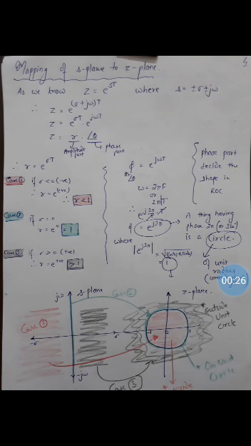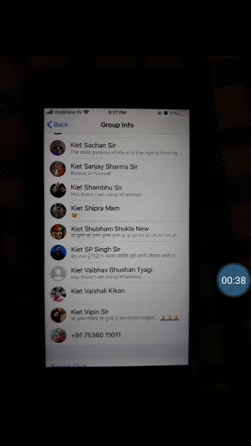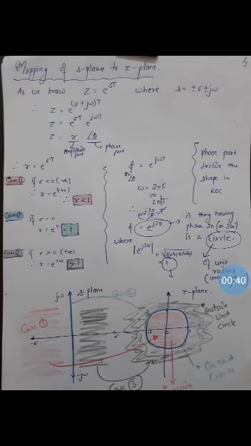Put the value of s in e raised to power st. So we get z equals e raised to power sigma t into e raised to power j omega t, where e raised to power sigma t shows the amplitude part and e raised to power j omega t shows the phase part. It is represented as angle theta and amplitude is represented as r.